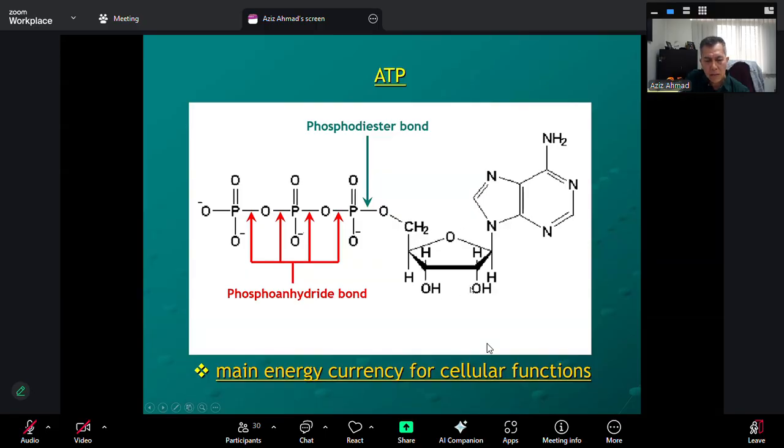So what type of sugar is this? This is ribose, a 5-member ring that has 5 carbons and 1 O, which is ribose, deoxyribose. This is the base, adenine. This is the chemistry of the ATP.